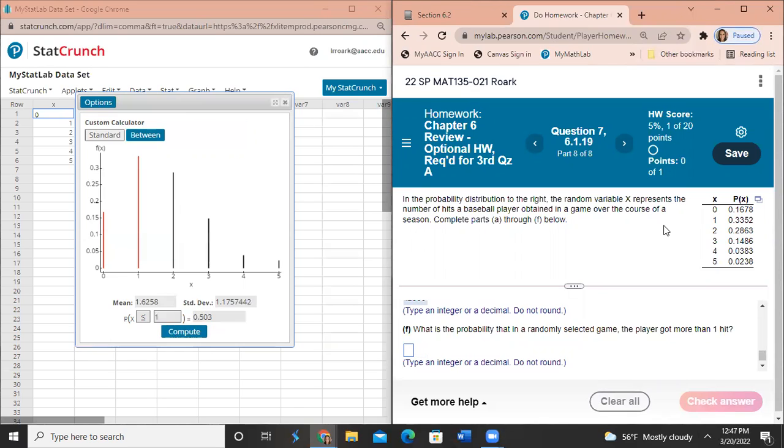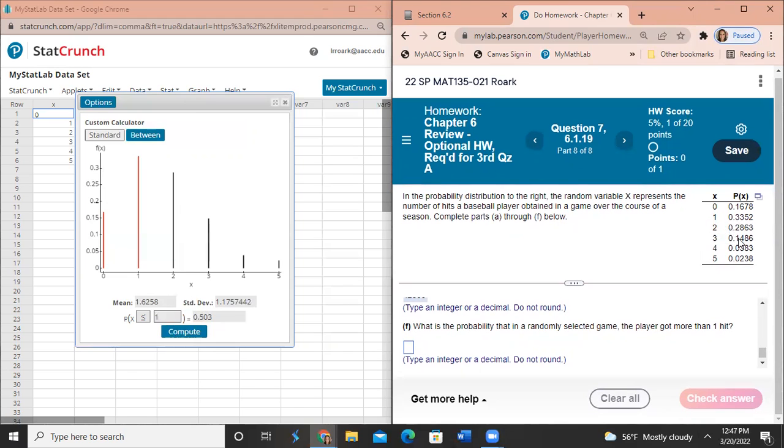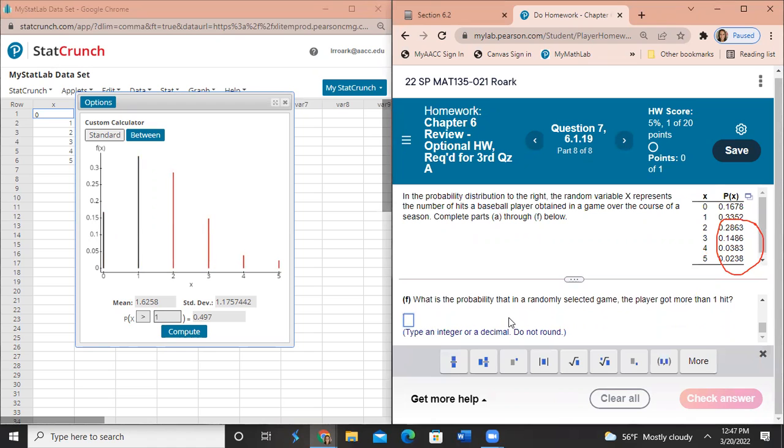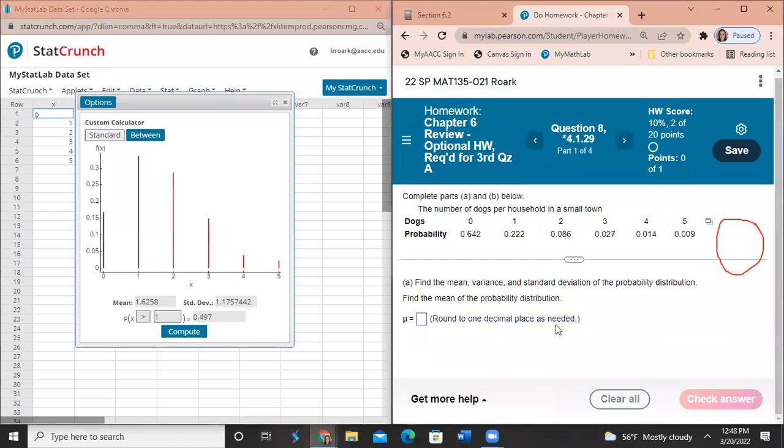And then what is the probability that the player got more than 1 hit? So we have to sort of think, okay, do we want to include the probability of 1? No, they only want more than 1. So that's the probability of 2, 3, 4, and 5. So if you're doing this by hand, you can just take these numbers and add these up, or you can go to StatCrunch and say we want it to be greater than 1, and get the same thing either way. It says again, do not round, 0.497, and that will be it.